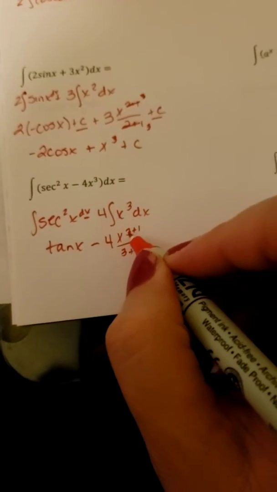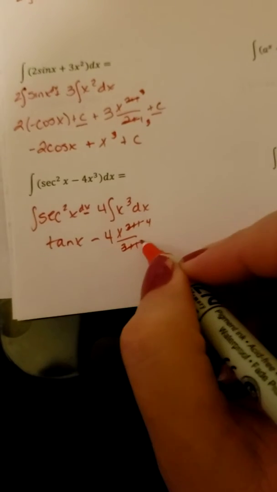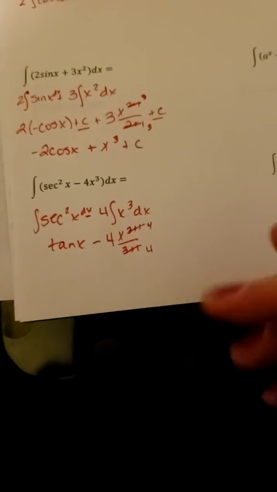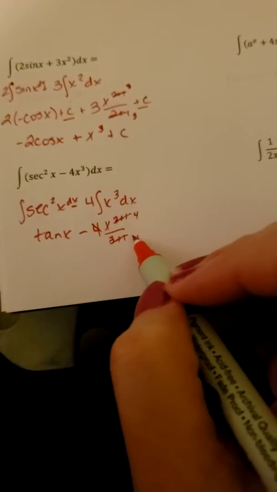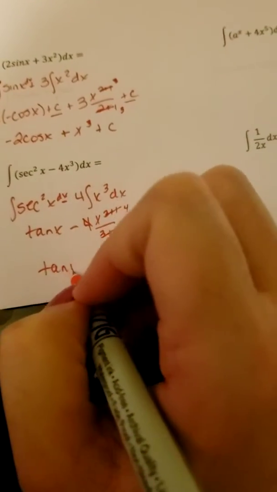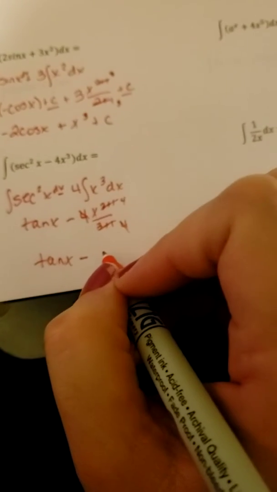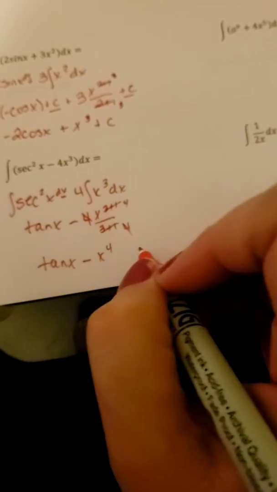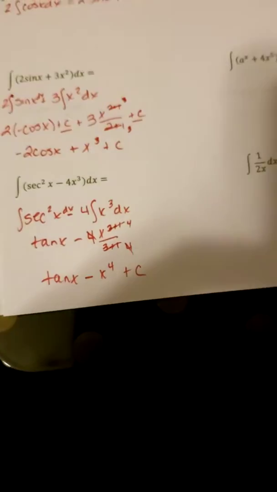Well, conveniently, 3 plus 1 is 4. So this 4 and that 4 cancel out. So the simplified version is tangent x minus x to the 4th power. And now I put in my plus c.